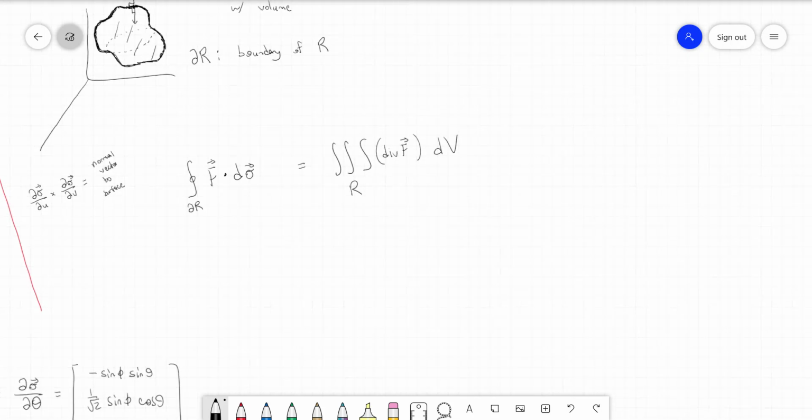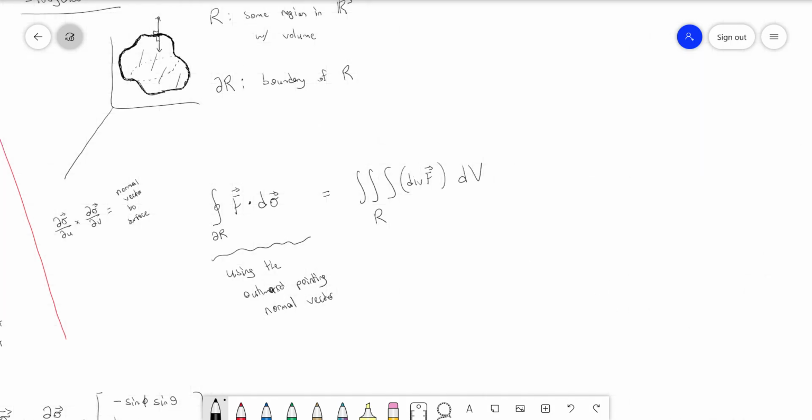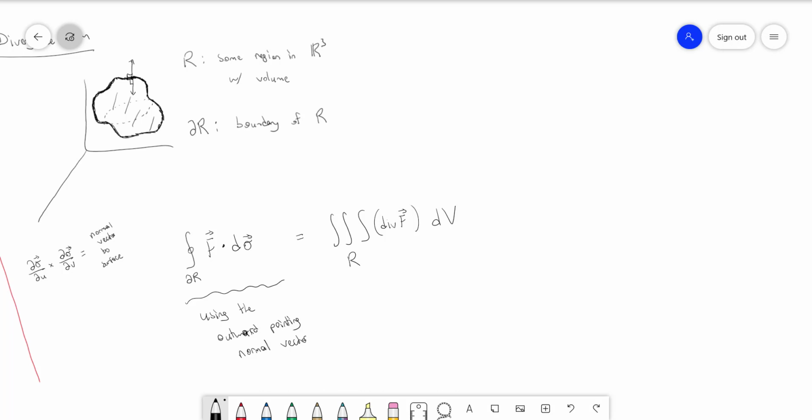Now, for the divergence theorem, though, specifically, this surface has to be oriented using the outward pointing normal vector in order for the divergence theorem to work. Okay. So if you use the outward pointing normal vector, then this flux integral will equal this triple integral. If you use the inward pointing normal vector, this would be equal to the negative of this triple integral instead, is what would happen. Okay.